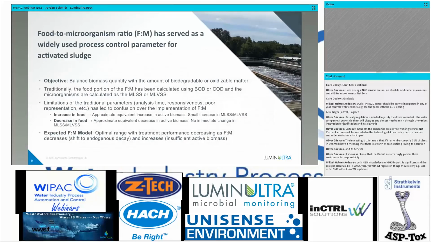Switching over to food to microorganism, or food to mass, F to M, however you want to refer to it. It's a widely used process control parameter for activated sludge. The objective is to balance the biomass quantity with the amount of biodegradable or oxidizable matter coming into the system. Traditionally, the food proportion of the F to M would be calculated using BOD or COD, with the microorganisms calculated as MLSS or MLVSS.